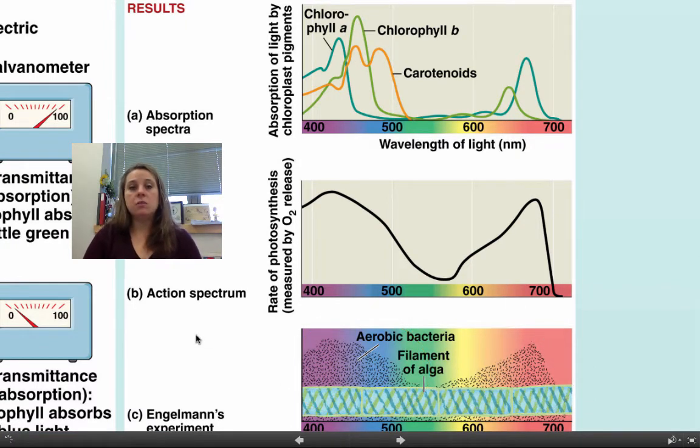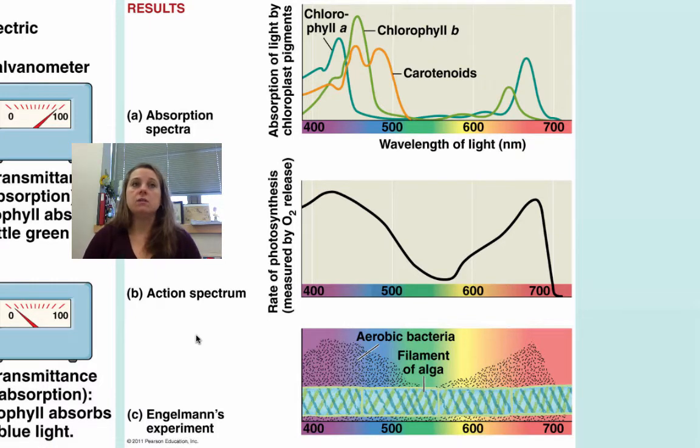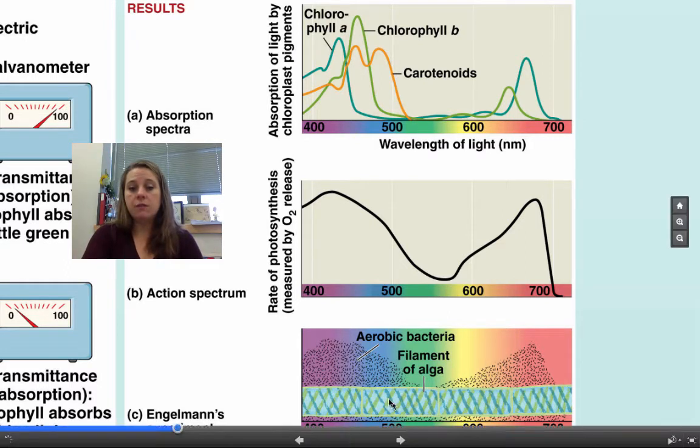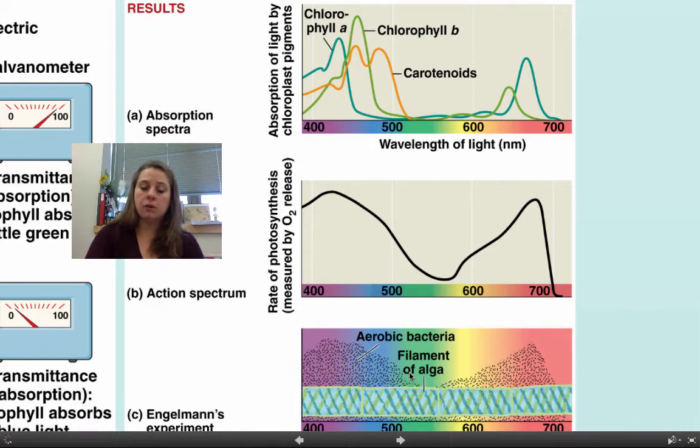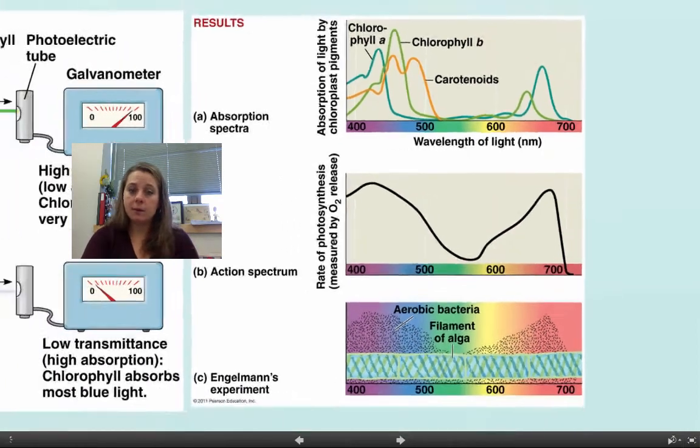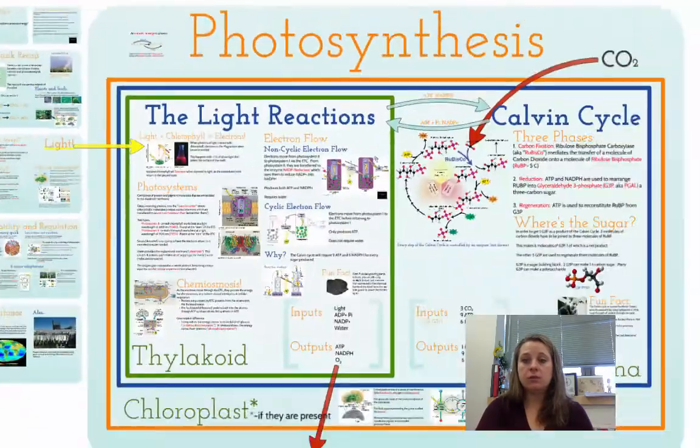And that's because what is a waste product of photosynthesis but oxygen? And if I'm an aerobic bacterium, I am going to want oxygen to be able to help with my metabolism. So the more oxygen that was being produced equaled the more photosynthesis that was happening, equaled more bacteria there. Notice the very lacking amount of bacteria in this center section in the green area. So that's Engelmann's experiment. So let's hit the road to the light.